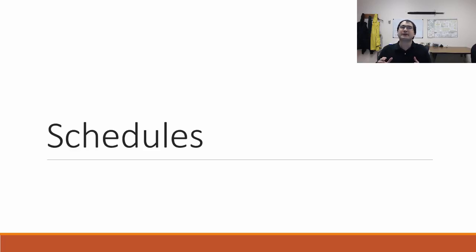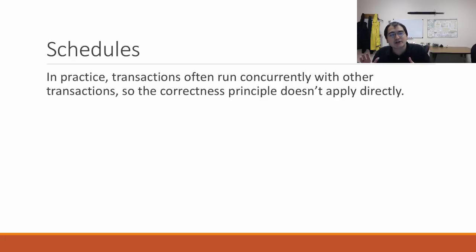In this video, we'll be talking about the ways in which you can interweave transactions in a way that doesn't have the same sorts of conflicts that we talked about in the previous video. The ordering of the parts of transactions, the interweaving of them together, is called a schedule. So in practice, transactions often run concurrently, meaning they're running at the same time with other transactions.